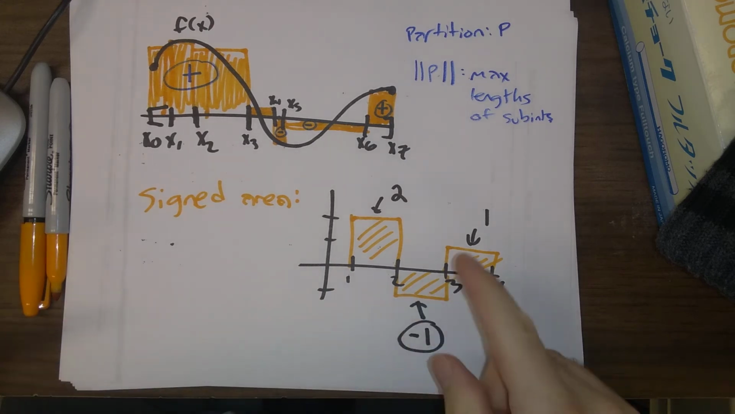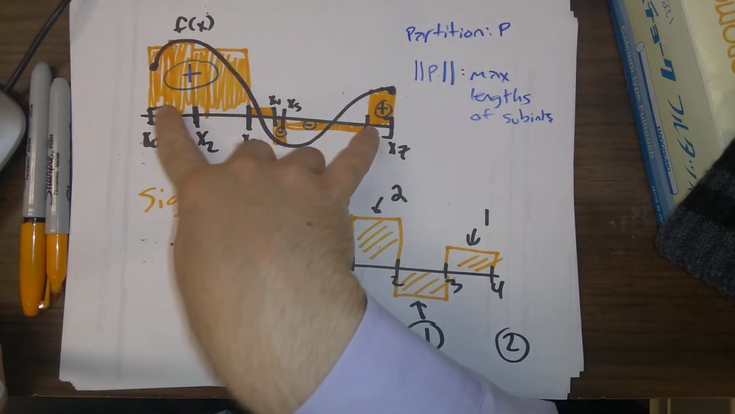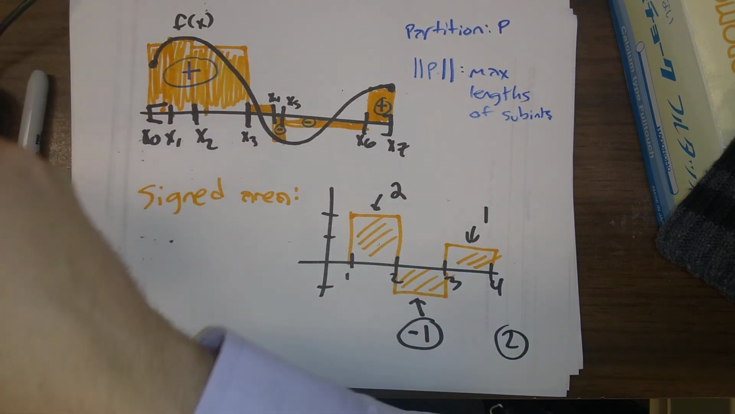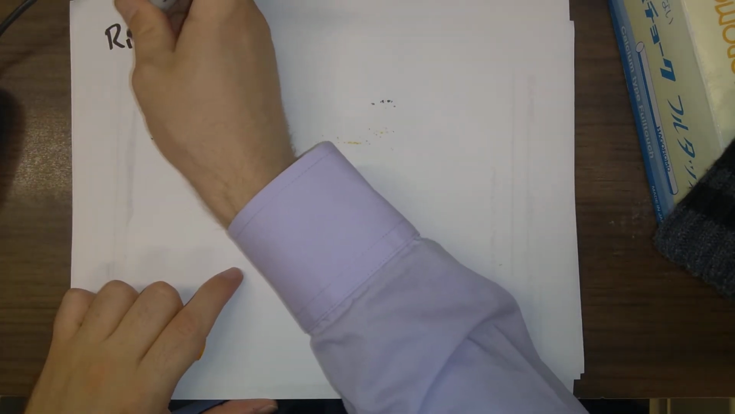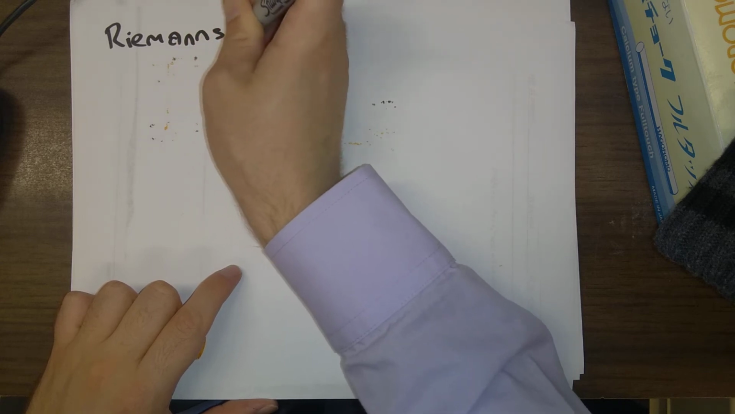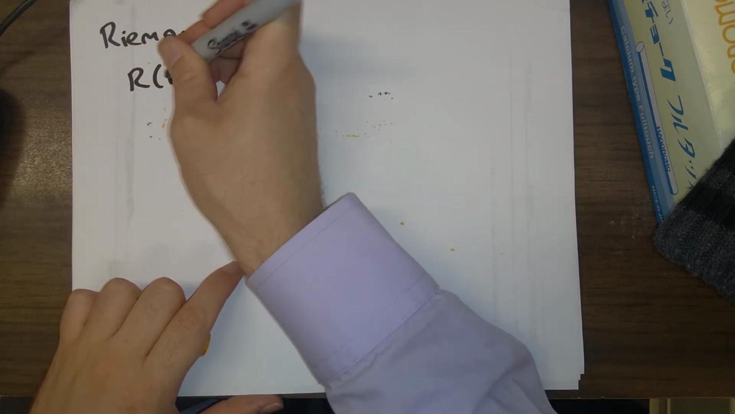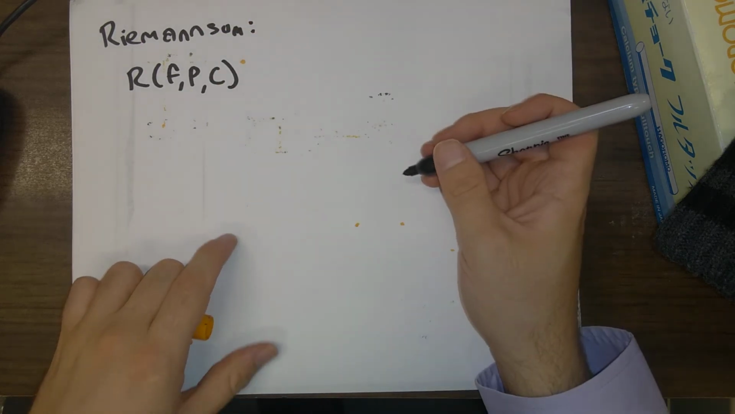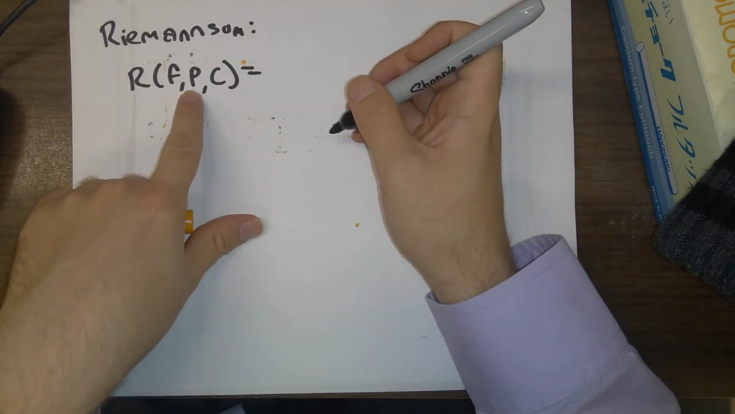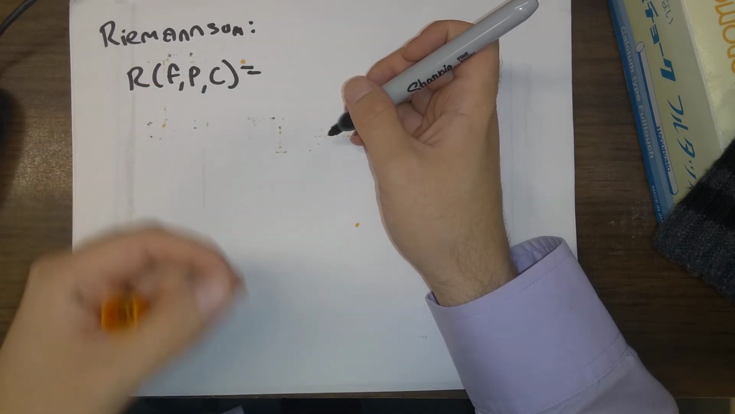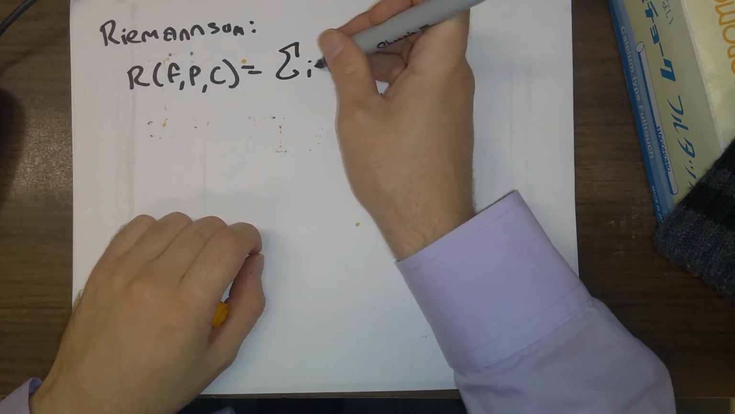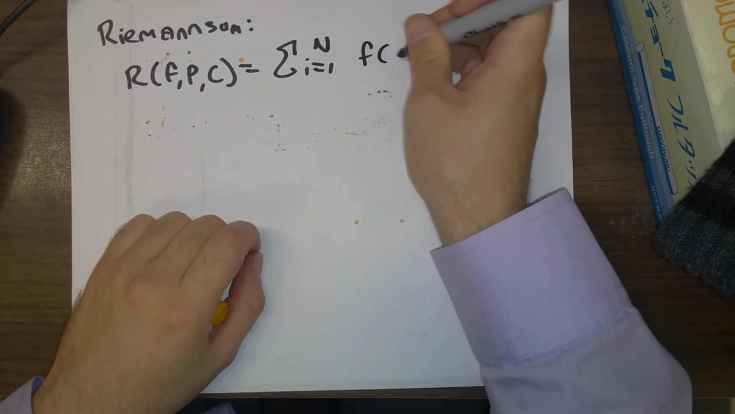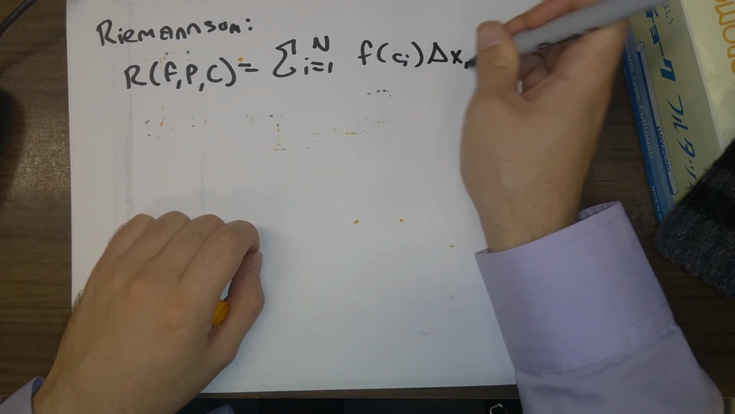After we've got all of these ideas, from signed area and the norm of the partition, we are finally able to say what exactly is a Riemann sum. A Riemann sum of f, P, and C: P is our partition, C is the choice of points inside the partition that we're going to be adding things up over. It is the sum from i equals 1 to n of f of c_i times delta x_i.